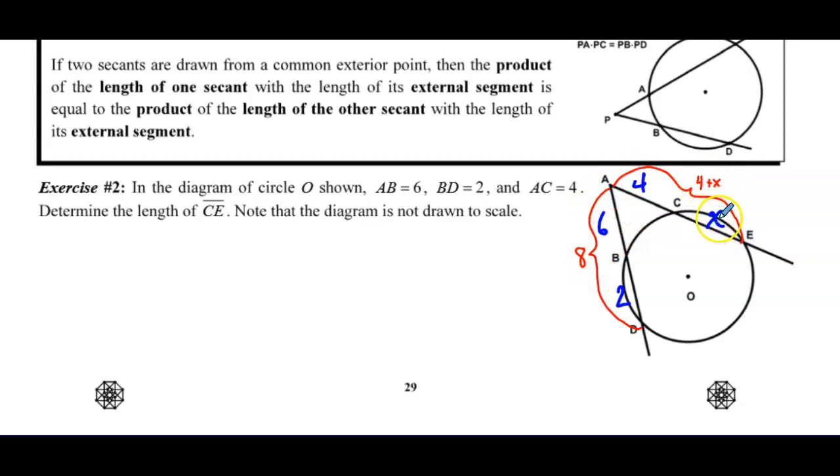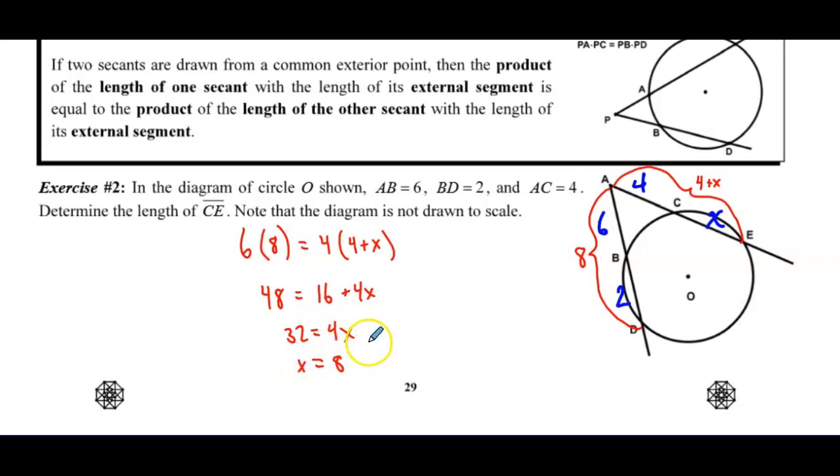So I'm no longer concerned with the x and the 2. They've been used to generate the totals. Now what I'm going to say is that the first secant is 6 times 8, and the second secant is 4 times 4 plus x. Outer times total in both. So 48 on the one side, 16 plus 4x on the other. Subtract the 16, I get 32, and x comes out to 8. And is that what I wanted? Yes, CE is x, so I'm done there. All right, so again, it's outer times total.